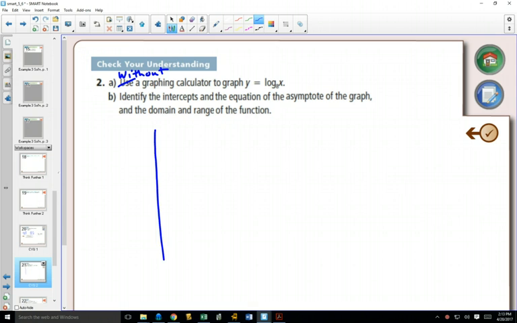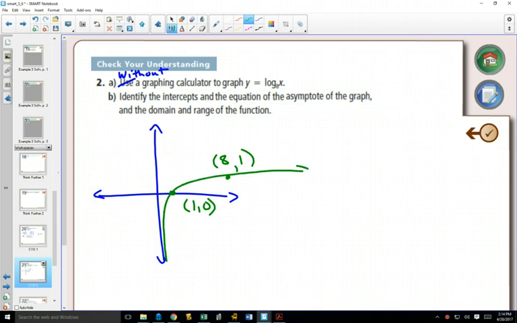Okay? For all of your log graphs, you need to know the two key points that happen on a log graph. Key point number 1 is it always goes through (1, 0). And since the base is 8, can you tell me an x value that's easy to do mental math with? 8. Log base 8 of 8 is 8 to what power is 8? 1.